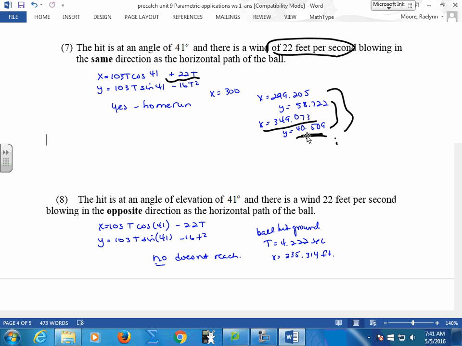And then we had wind blowing in the opposite direction. So see the difference between these two? This one, that wind holds his ball up. He hits the ball, and the wind is coming at him. 22 feet per second is a strong wind. It's holding his ball up. So now, no, he doesn't clear the fence. His ball hits the ground well before the 300 mark. He doesn't hit a home run. He doesn't even reach the fence.